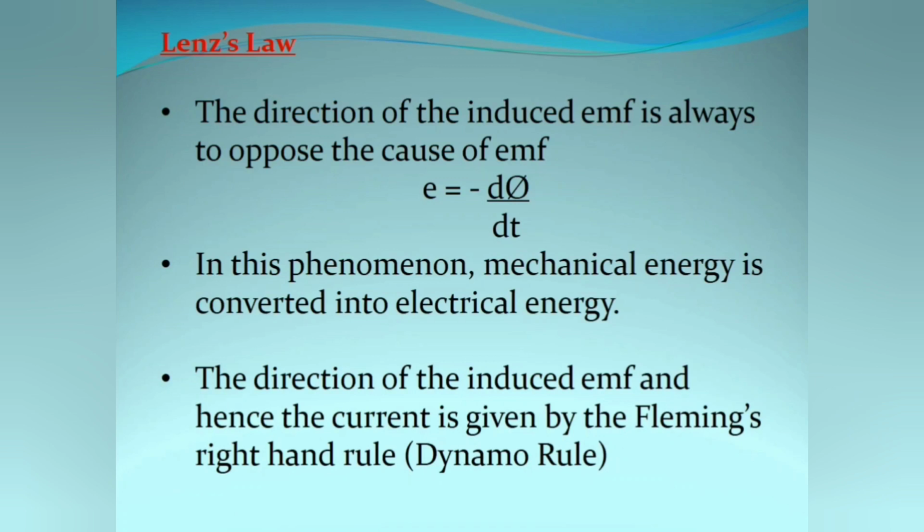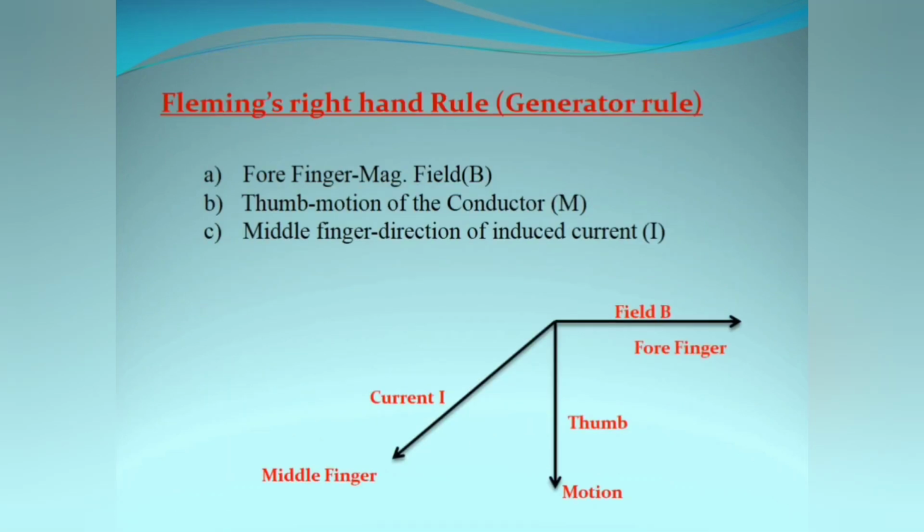And the direction of induced EMF and hence the current is given by Fleming's right hand rule, also called the dynamo rule. According to Fleming's right hand rule, when we stretch three fingers of our right hand, the forefinger indicates the direction of magnetic field, the thumb indicates the motion of the conductor, and the middle finger indicates the direction of induced current. This is also called the generator rule.